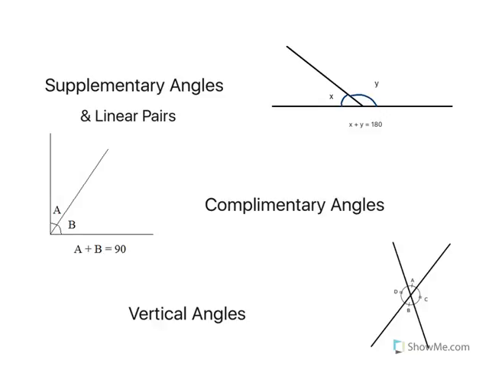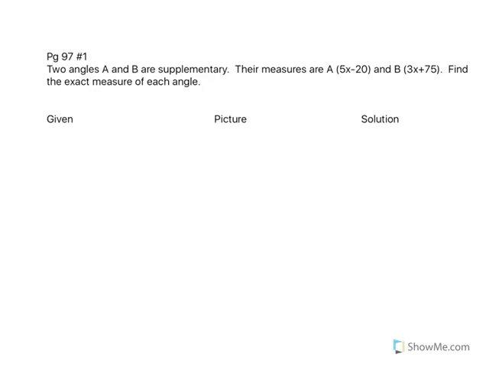Today we learned about solving or finding different angle measures. Okay, so we're going to start off with a sample problem. We have two angles, A and B, that are supplementary. Their measures are A, 5x minus 20, and B, 3x plus 75. Find the exact measure of each angle.